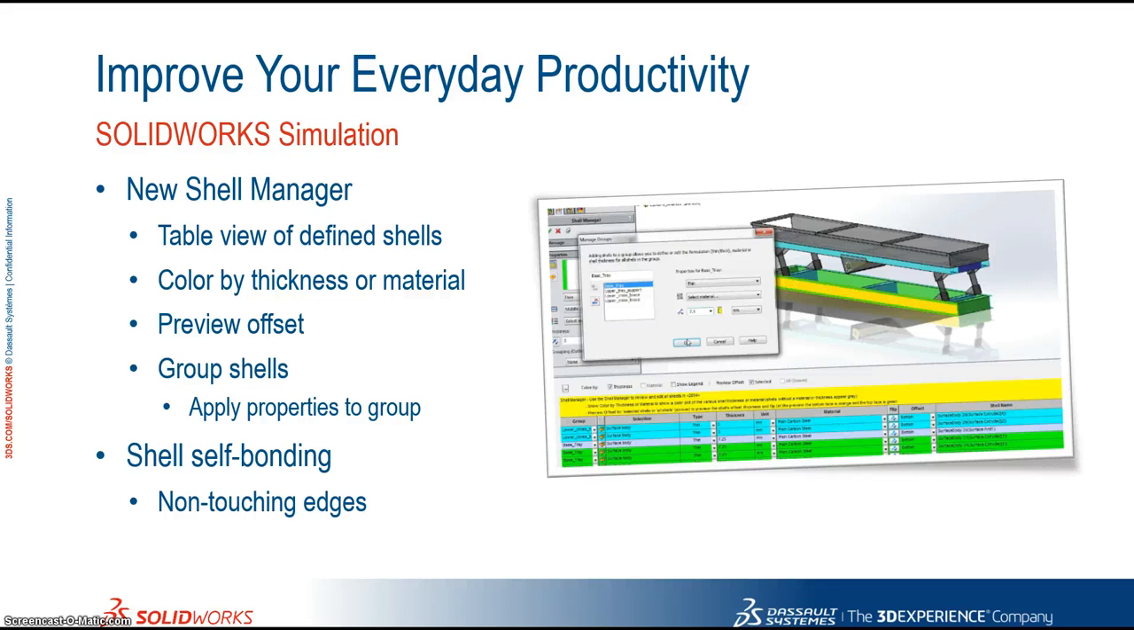So new in SOLIDWORKS 2015 Simulation are some improvements for managing properties of a shell structure. There's a new shell manager. It's very easy to use. It's color coded, you get previews, you get to group your shells, and you can have shell self-bonding for non-touching edges as well. So we're going to have a look at all these things and then move on to the next slide.